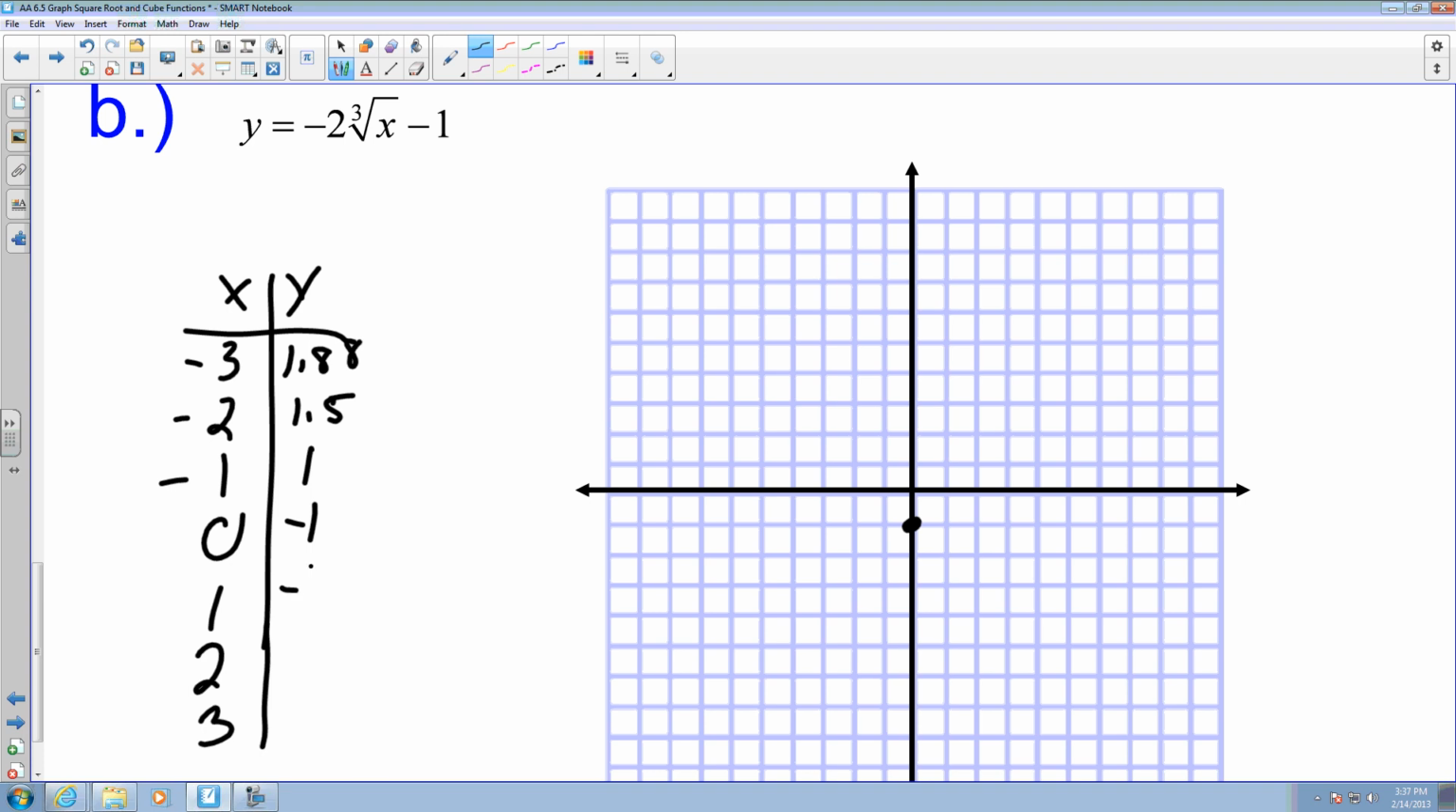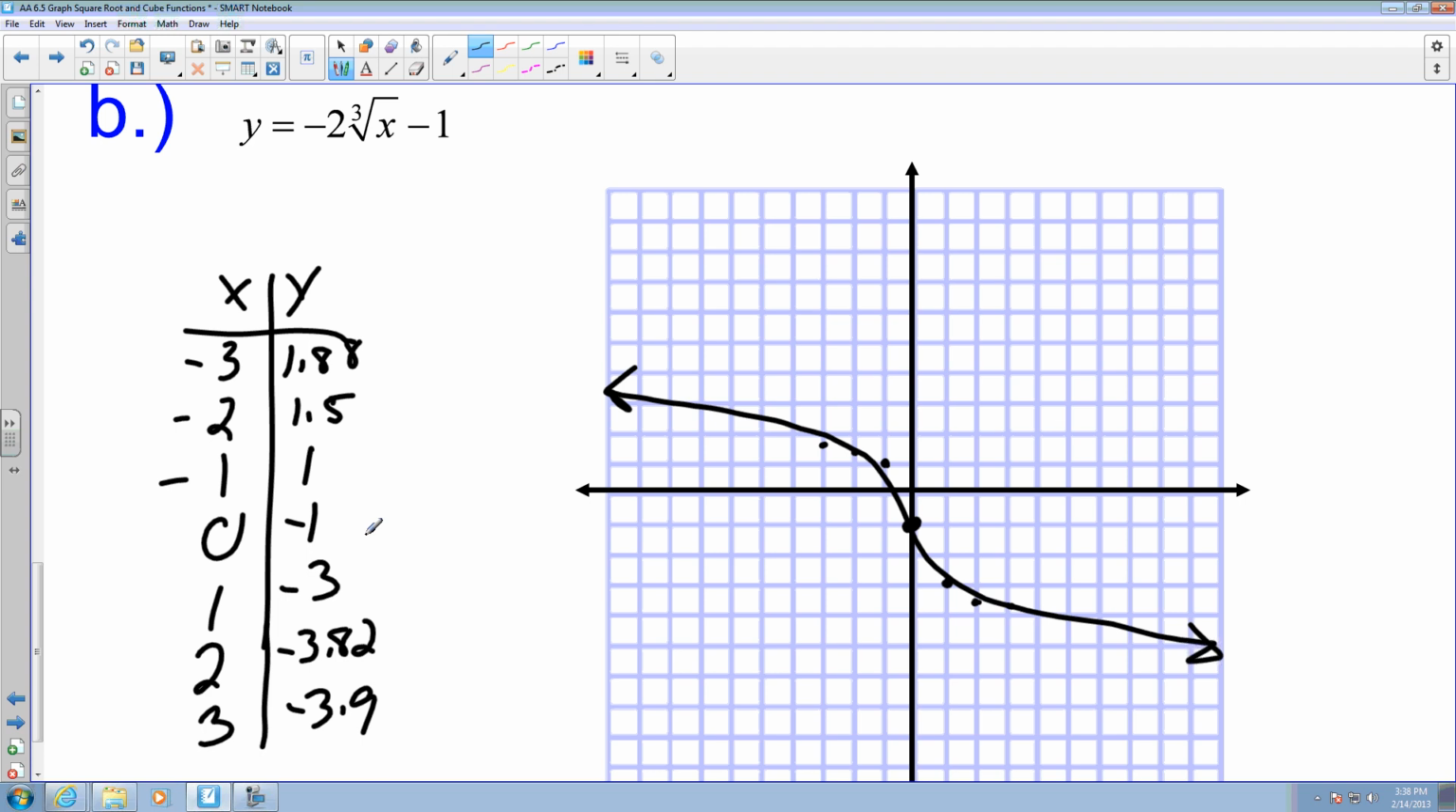If it's 1, it's going to be -3. If it's 2, it's -3.82. If it's 3, it's something like -3.9. So if I plot these points, I got -3, and then it's like 1.8, so it's something right there. -2, 1.5, -1 and 1, and 0, -1, 1 and -3. So if I got 2, it's really close to -4, and so is 3. So if I were to make this, it would look something kind of like this.